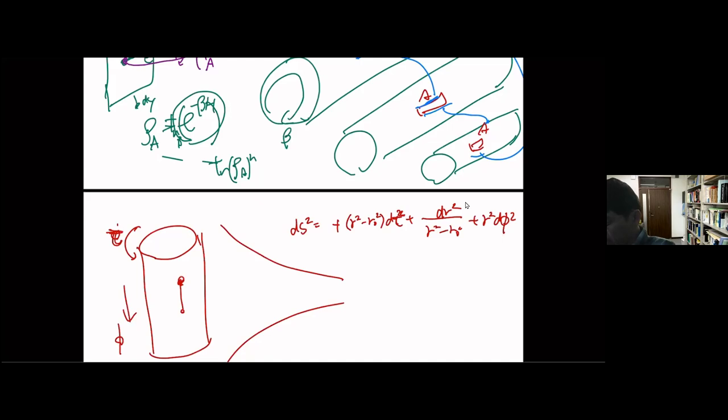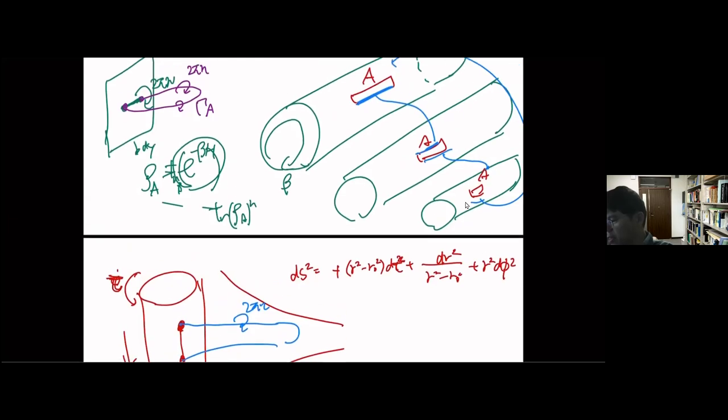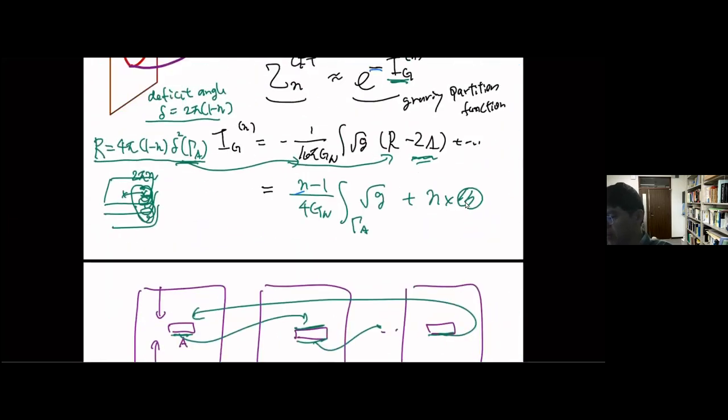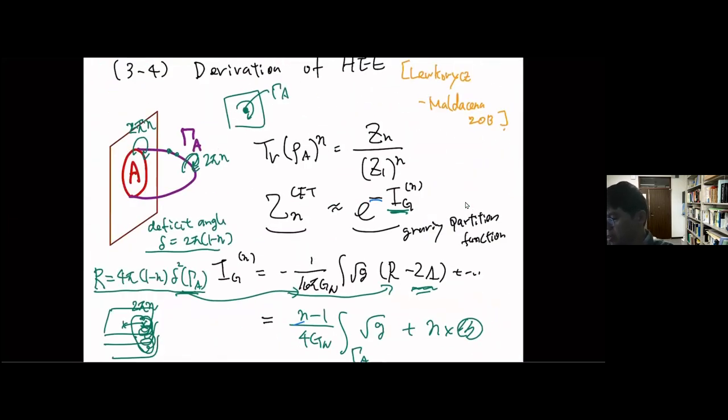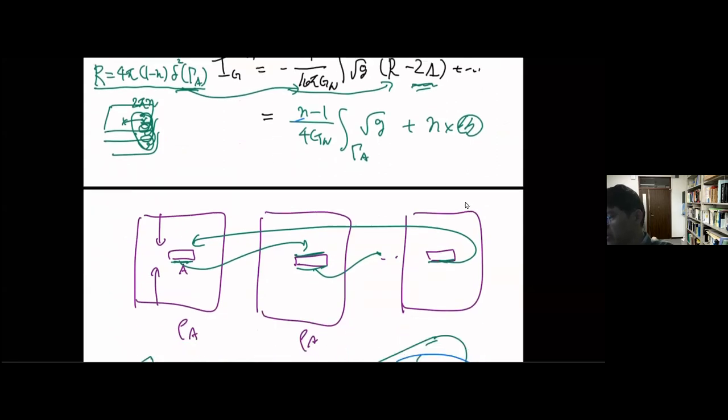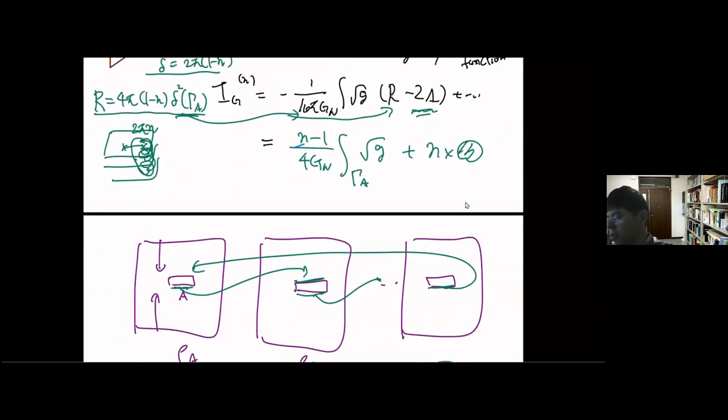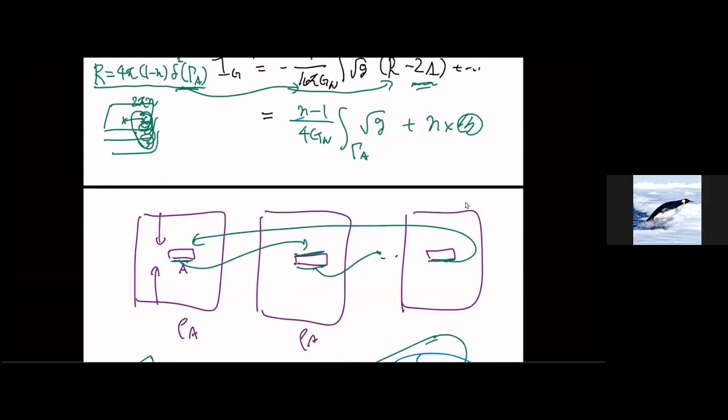But anyway, we can extend this deficit angle surface into the bulk, and then the other analysis is exactly the same as this analysis. The crucial point is that you plug this formula in, and then you can derive basically the same formula for entanglement. Thank you very much.